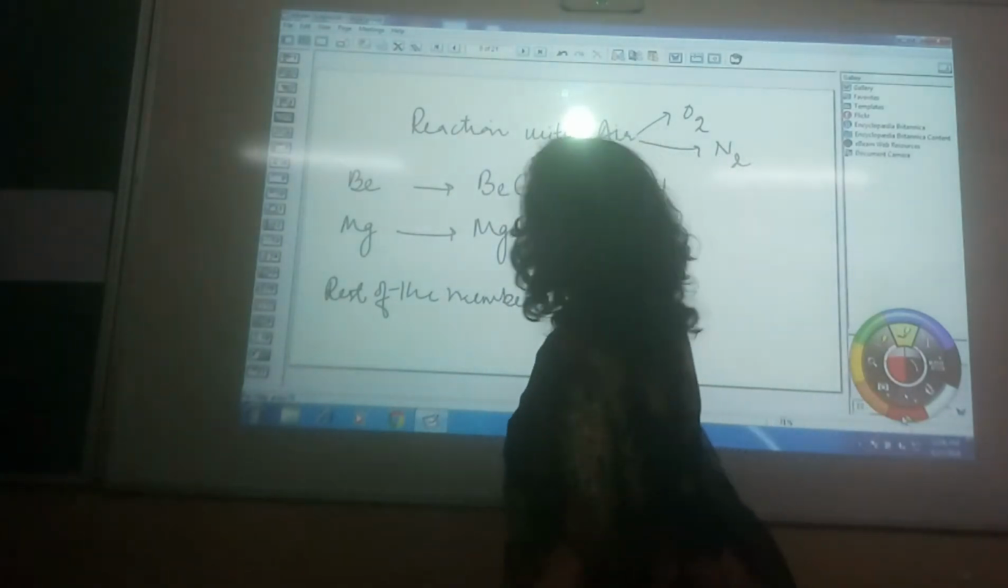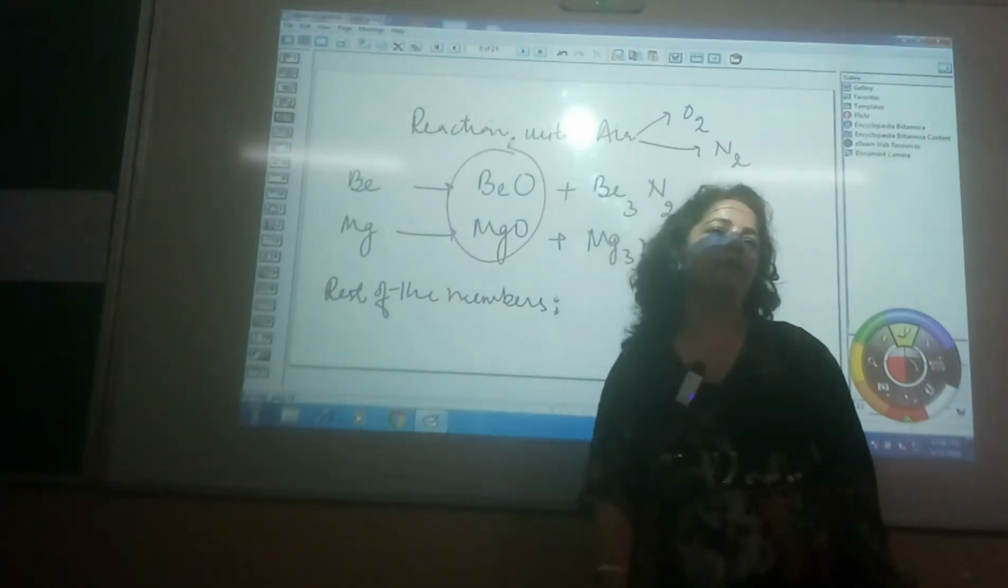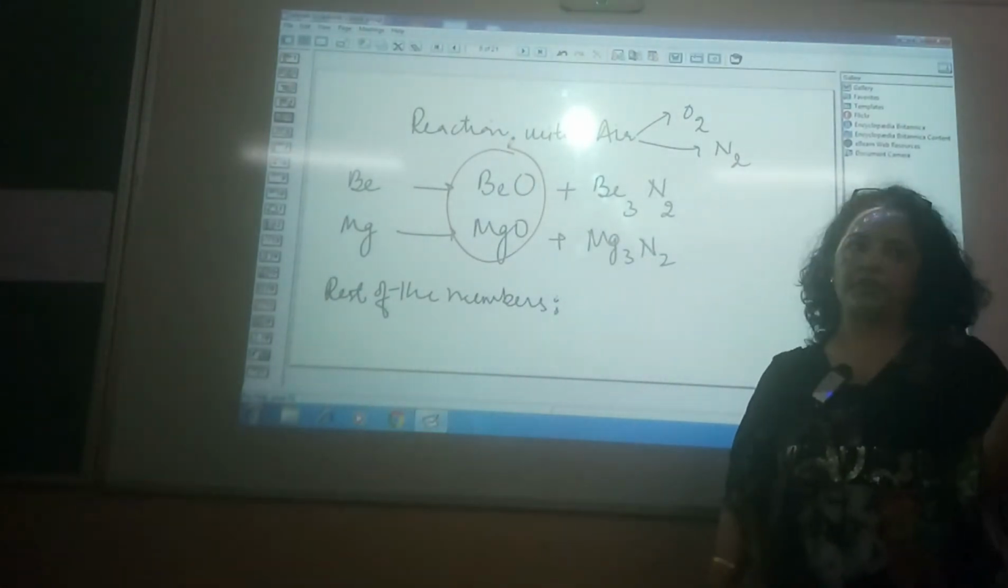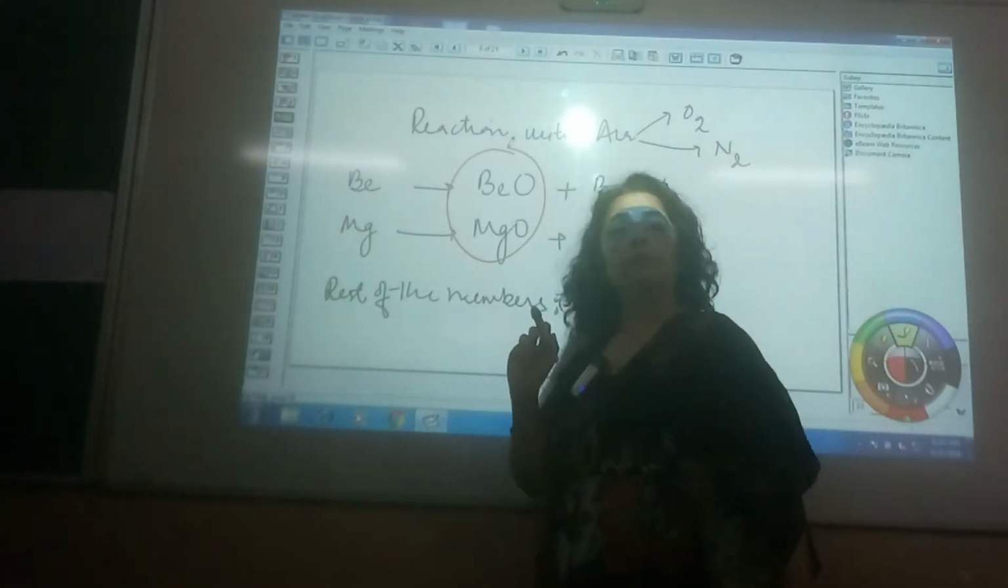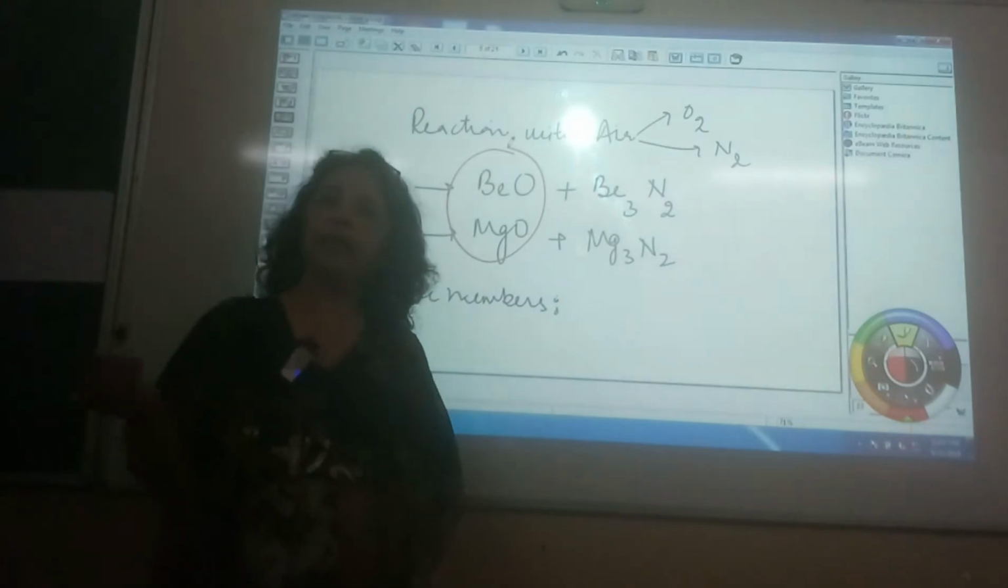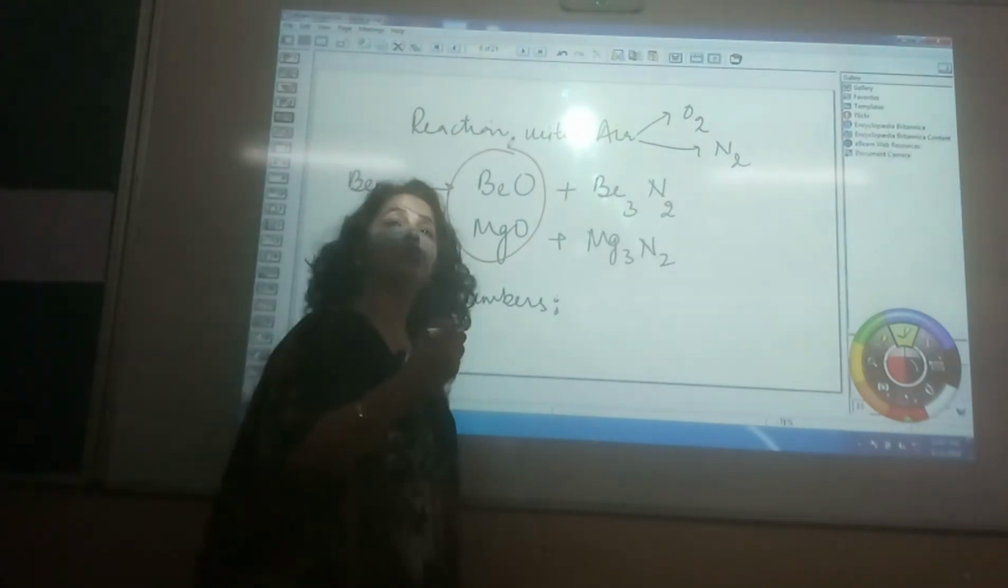But it is this oxide film which is coated over these two metals that makes them unreactive. So your beryllium has an oxide layer. Your magnesium metal also has an oxide layer, which does not allow it to be reactive.